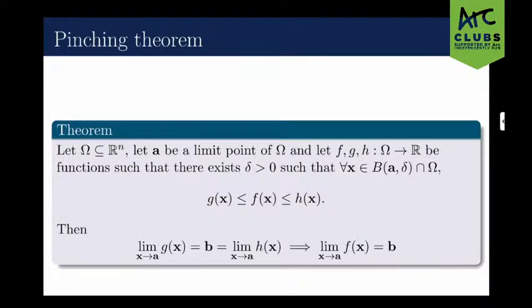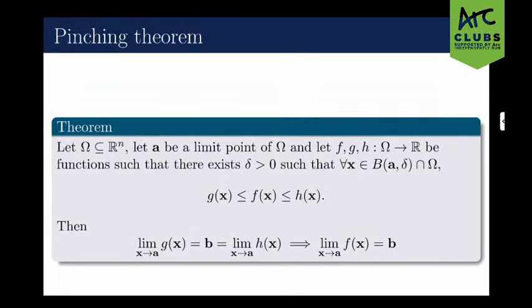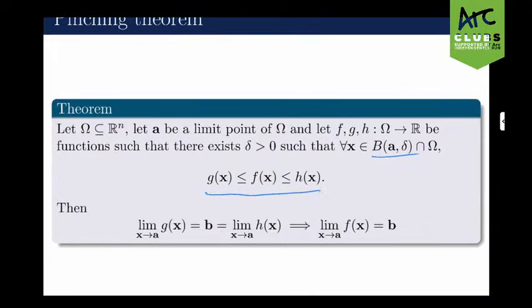Okay. Pinching theorem, this is pretty much the same as your one variable case again. So if within this ball around A, we have this relationship between these functions, then the limit of g and h are the same at that point, which is A, then the function in the middle must also have the same limit.